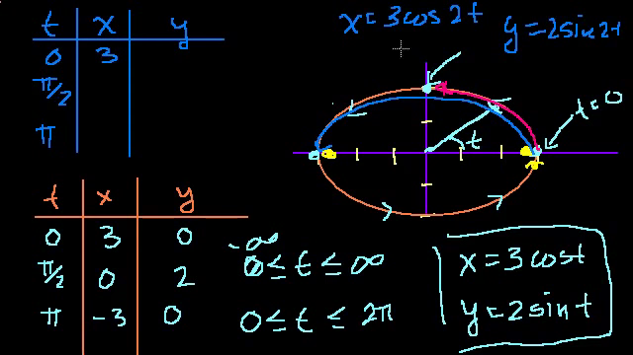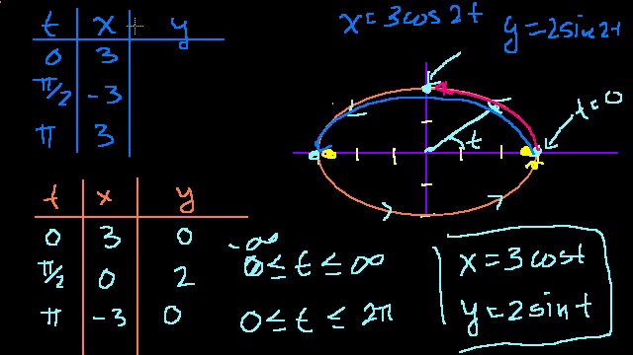When t is equal to pi over 2, 2 times pi over 2 is pi. Cosine of pi is minus 1. Minus 1 times 3 is minus 3. When t is equal to pi, cosine of 2 times pi is cosine of 2 pi, same thing as cosine of 0. So that's 1. 1 times 3 is 3.